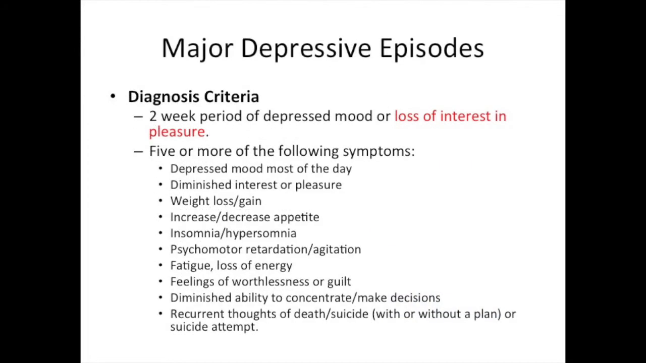Now, for major depressive episodes, you need to have a 2-week period of depressed mood or loss of interest in pleasure. 5 or more of the following symptoms are also included, such things like depressed mood most of the day, and diminished interest or pleasure, weight loss or gain, decreased appetite, insomnia or hypersomnia, psychomotor retardation, agitation, fatigue, loss of energy, feelings of worthlessness or guilt, diminished ability to concentrate and make decisions, and recurrent thoughts of death, suicide, with or without a plan, or a suicide attempt.